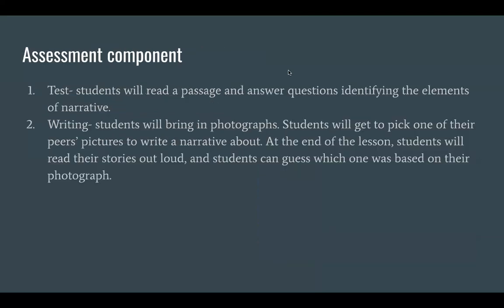So the first one is a more traditional test where students are going to have to read a passage they haven't seen before. Again, I differentiated these passages. So there's a K through 1, 2 through 3, 4 through 5th grade levels. But all the questions are the same. So they're all identifying for the same elements of narrative. I think there's a writing component on each of these tests where they will have the same picture and get to write a short story.